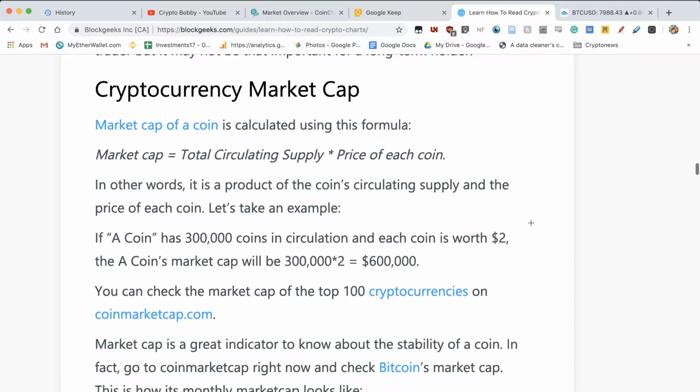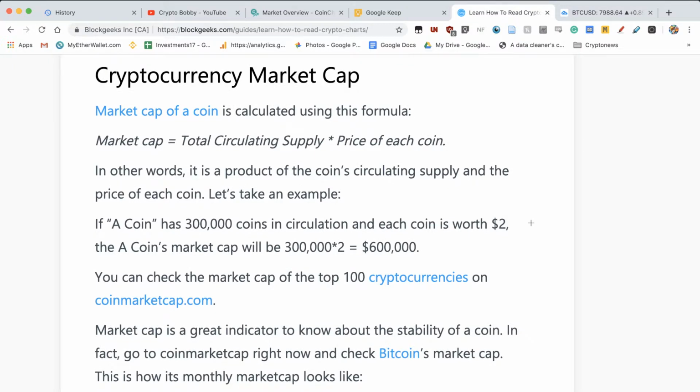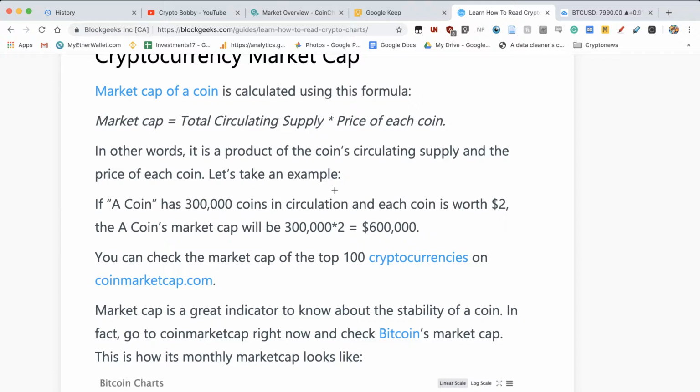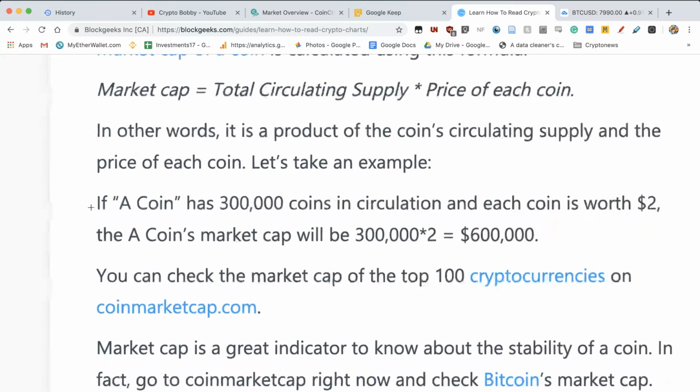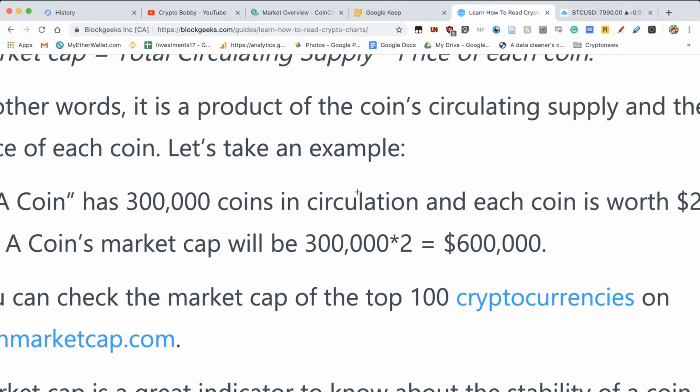Now, cryptocurrency market cap is an important term that you have to understand. To calculate the cryptocurrency market cap, you use the total circulating supply of a coin times the price of each coin. In other words, it is the product of the coin's circulating supply and the price of each coin. Let's take, for example, a coin with 300,000 coins in circulation at $2 a piece. If you multiply 300,000 times 2, then you've got a 600,000 US dollar market cap.